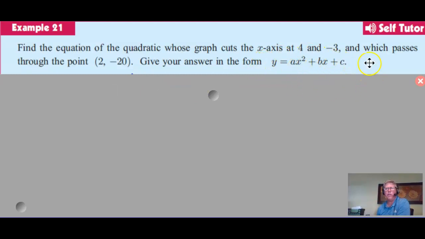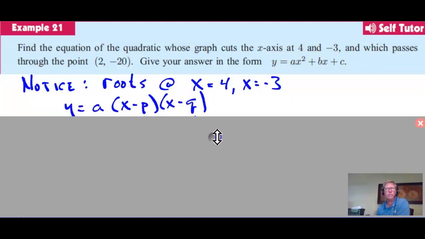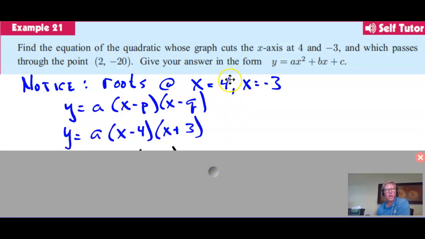Hey, don't fall for it. That doesn't mean we have to create the quadratic using this. That means it has to end up like that. So let's go with what we know. I would definitely use that form again. Notice how I'm working with the signs. It's x minus the root and x minus the root. So x minus 4 and x minus a negative 3 gives me that plus 3.